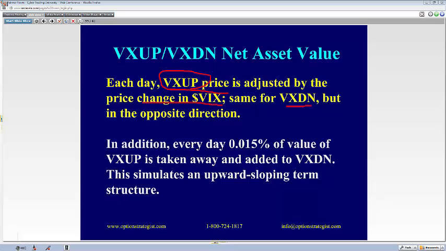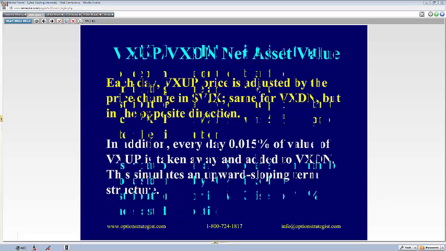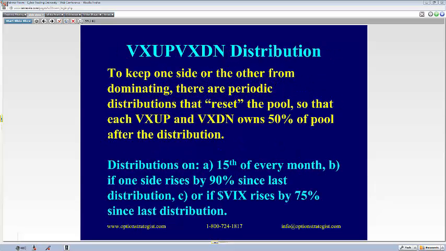And then in order to simulate the term structure, they throw this little thing in here. Every day they take a bit away from VX up and give it to VX down. That's sort of like the Big Short. The down gets a little something every day, kind of like what happens to VXX. So what can happen, though, is even with those things, one or the other of these two can end up owning way more of the pool than the other.